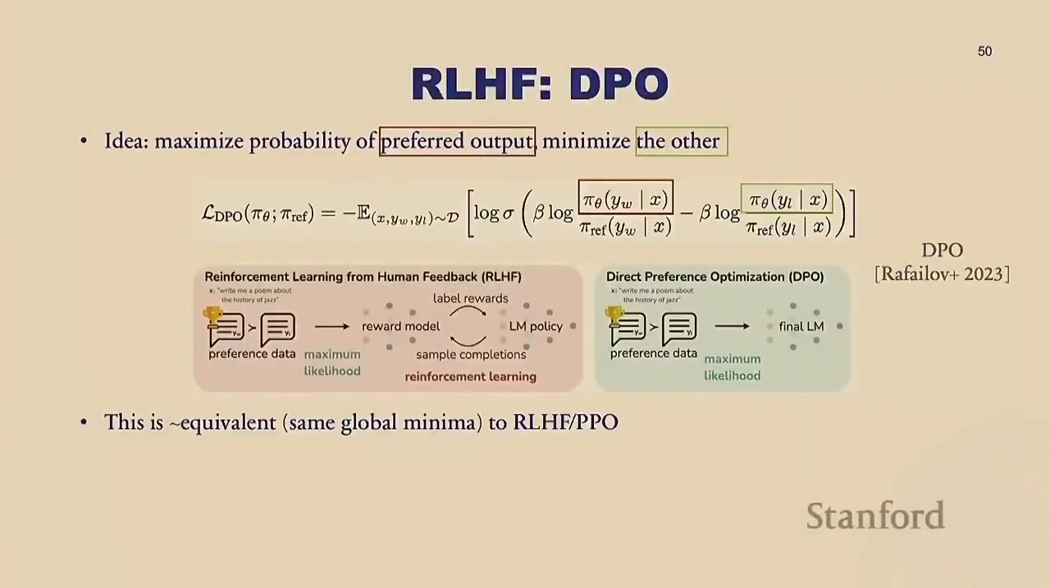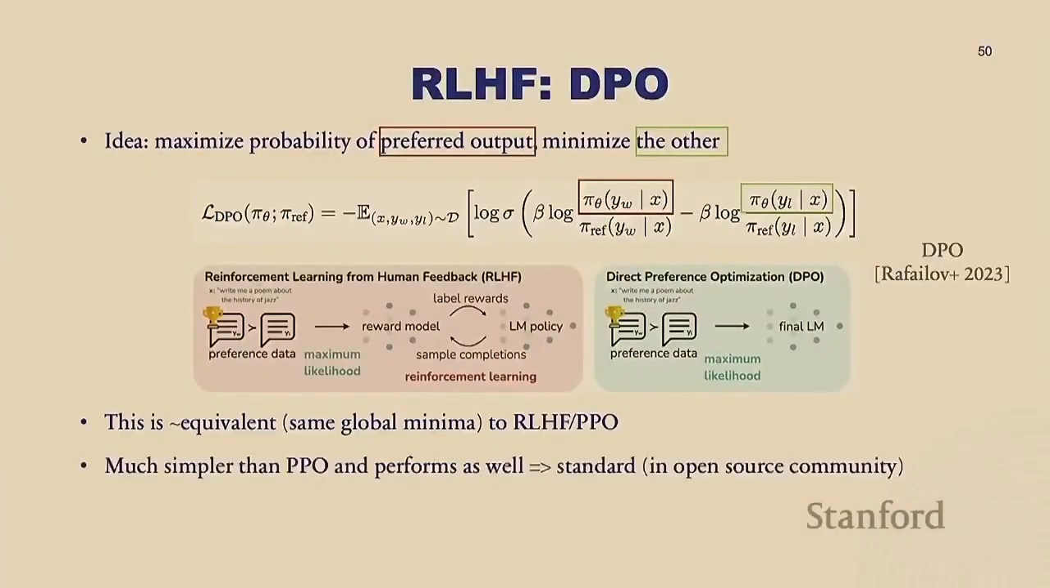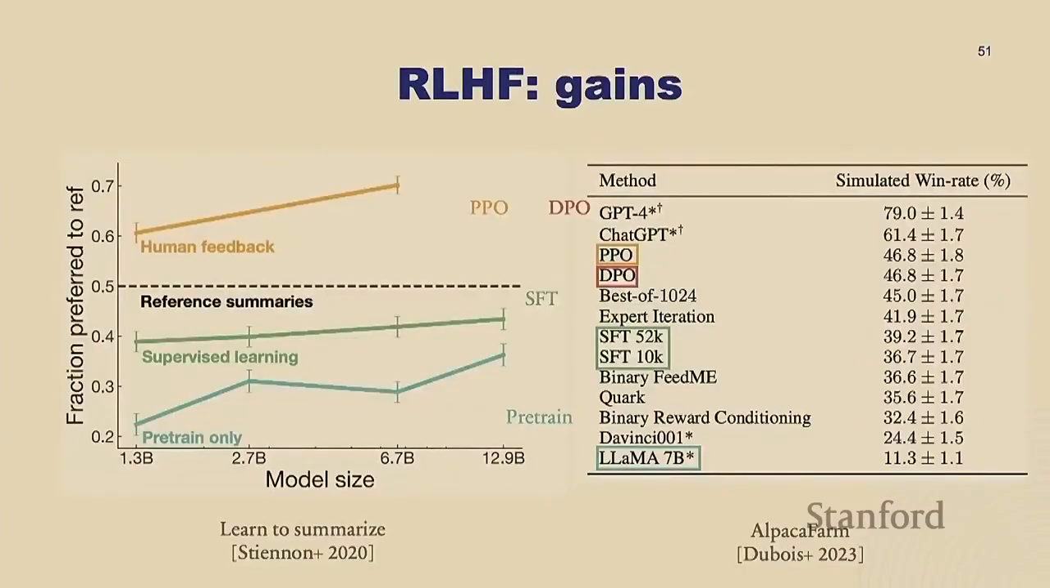In practice, it happens that there are none. I think it's just that a lot of people in this team were reinforcement learning experts, including the main author of PPO, John Schulman. DPO is much simpler than PPO, and it basically performs as well. So now this is the standard thing that people use, at least in the open source community. I believe it's actually the standard also in industry. So that's called DPO.